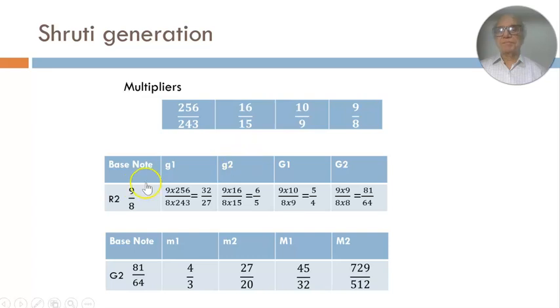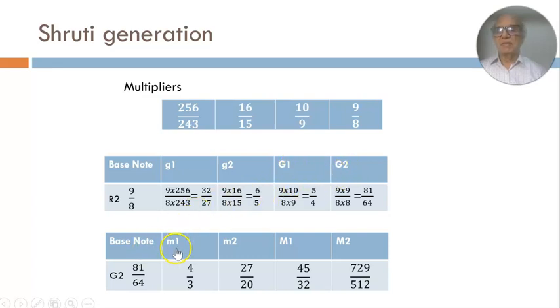So our base note, we start with R2, that is 9 by 8 multiplied by 256 by 243 and we get 32 by 27. You can verify this. Similarly, multiply this by 16 by 15 and you'll get 6 by 5. Multiply by 10 by 9, you'll get 5 by 4, 81 by 64. So you get your Ati Komal Gandhar, Komal Gandhar, Shuddha Gandhar and Tivra Gandhar.